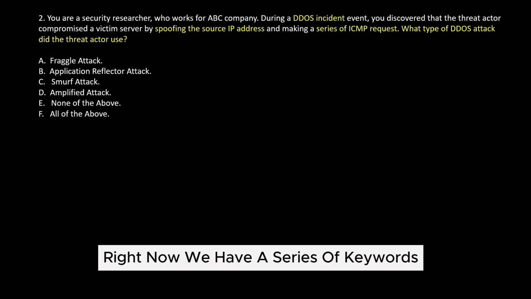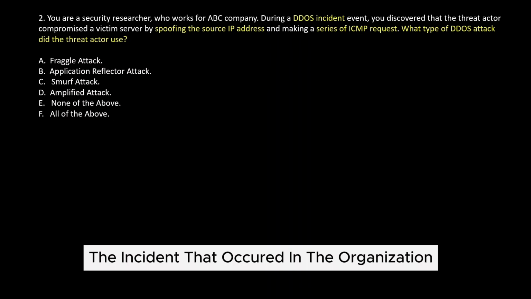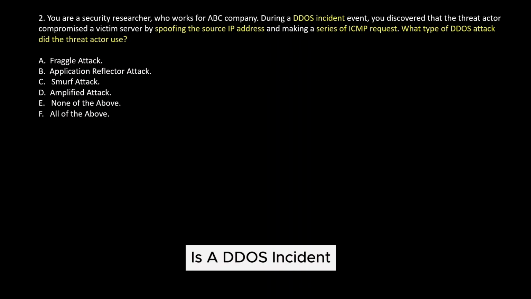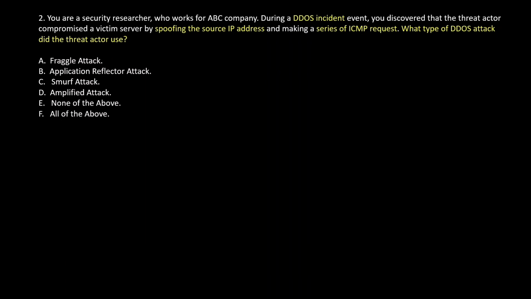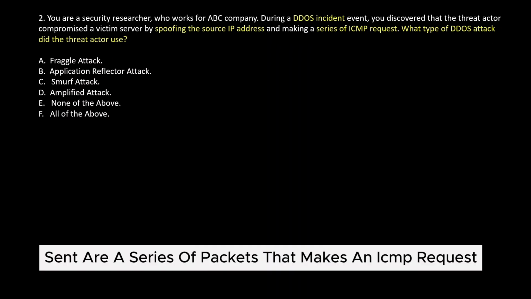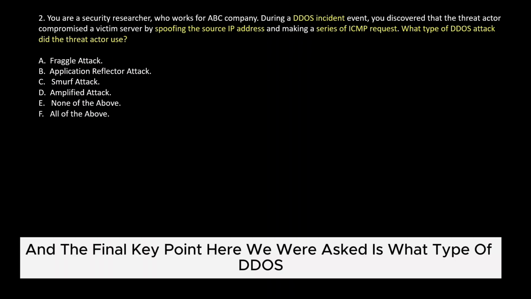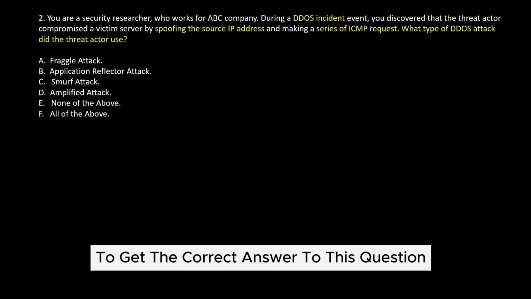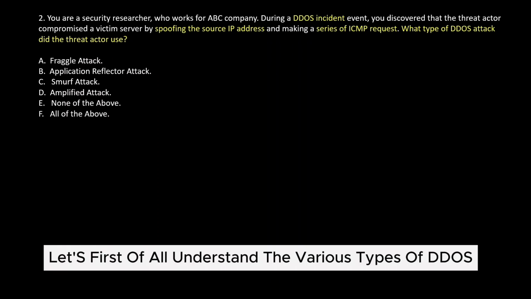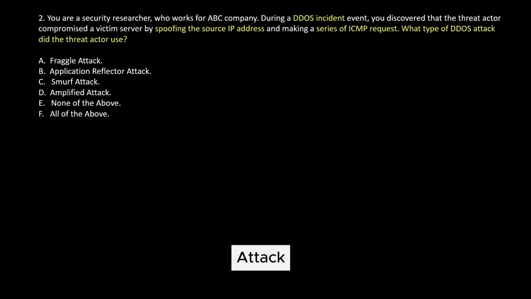Going back to this question right now, we have a series of keywords. First is that the incident that occurred in the organization is a DDoS incident. Second, the threat actor sent a series of packets spoofing the source IP address, and these packets make an ICMP request. And the final key point here is that we're asked what type of DDoS attack the threat actor has used? To get the correct answer to this question, let's first of all understand the various types of DDoS attack.